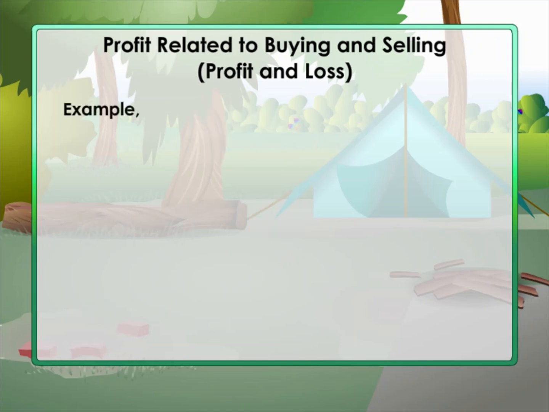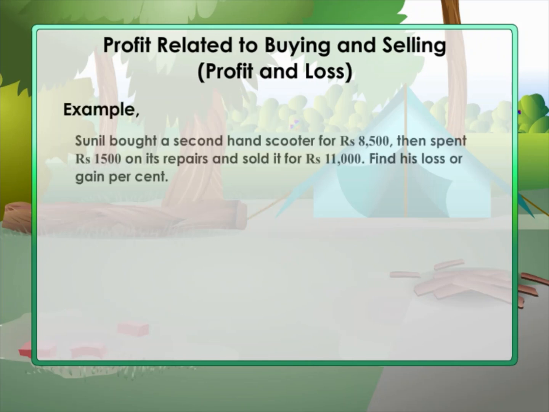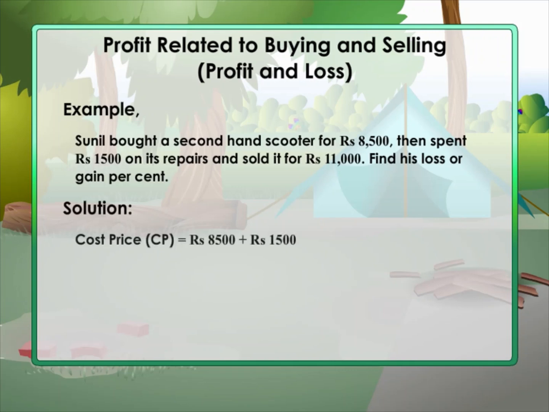Now consider an example related to profit and loss. Sunil bought a second-hand scooter for rupees 8,500, then spent rupees 1,500 on its repairs and sold it for rupees 11,000. Find his loss or gain percent. To find the cost price, add the price he bought the scooter for and the amount he spent for the repairs. So, the cost price is equal to rupees 8,500 plus 1,500, which is equal to 10,000 rupees.